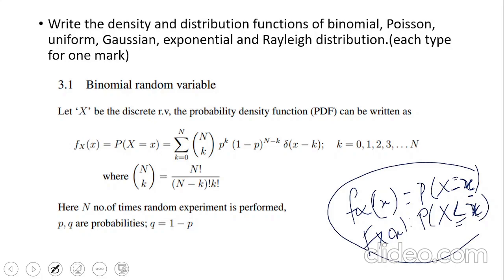So here, f x of x is p of x is equal to x. This formula you remember. Summation of k is equal to 0 to n, n C k, that is p power k, 1 minus p whole power n minus k, delta of x minus k. If I want to write capital F x, you replace this delta with u. Okay. So next we will write for the Gaussian.